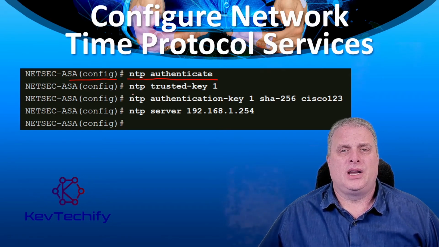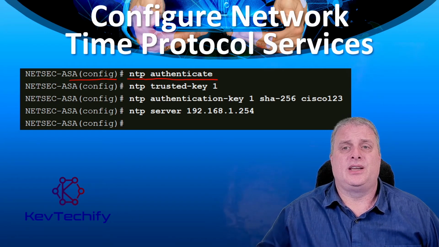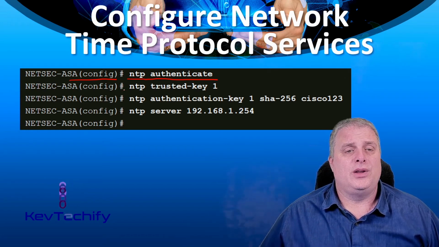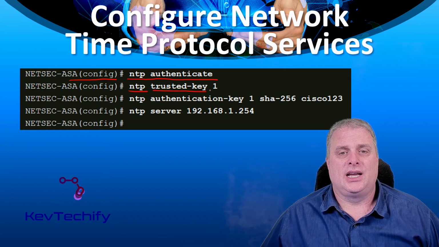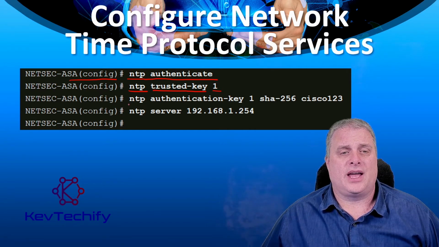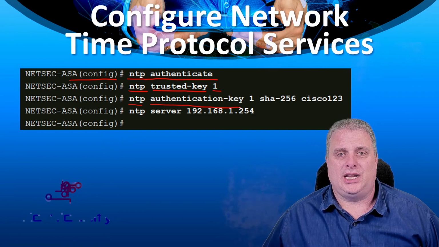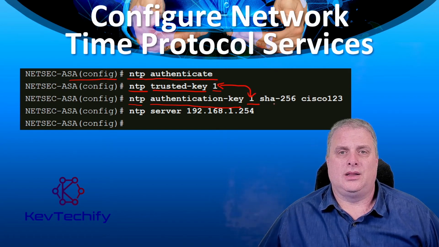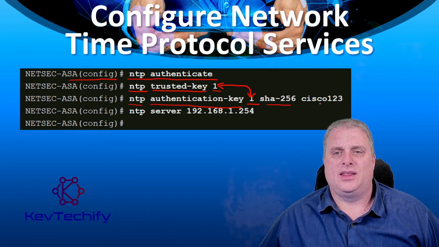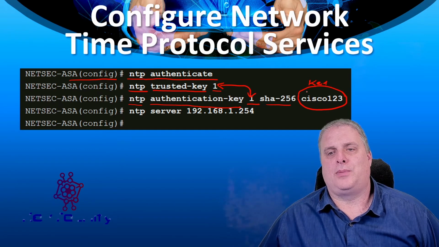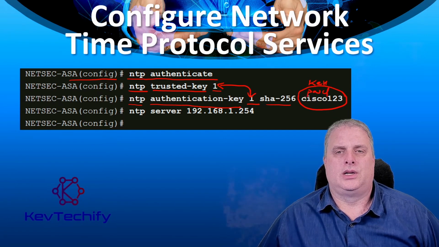Next thing we have to do is specify an authorization key ID to be a trusted key, which is required for authentication with an NTP server. How we do that is ntp trusted-key and then our actual key ID here. Then we should set our key to authorize with the NTP server. How we do that is ntp authentication-key. We put our key ID, so these two should be identical. Then we specify our method and then the key itself. And here you can think of this as the key, or a lot of people will refer to this as the password, to get into our device.